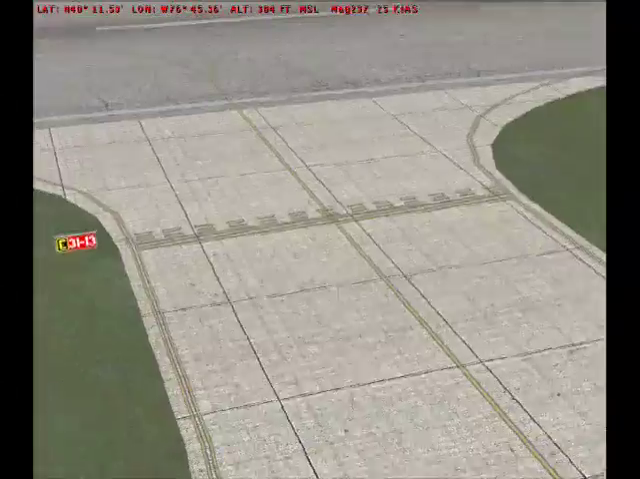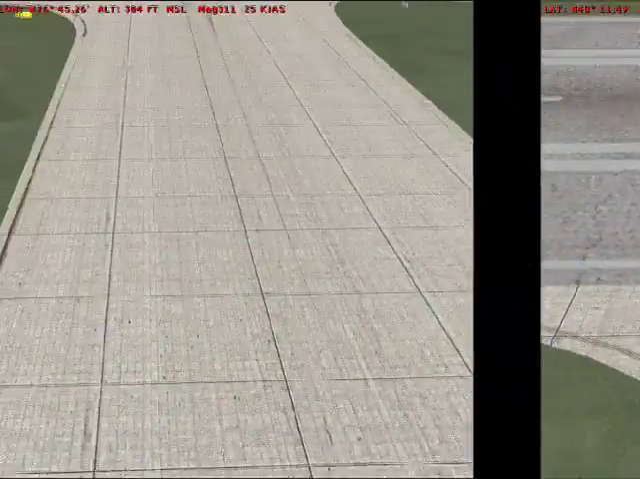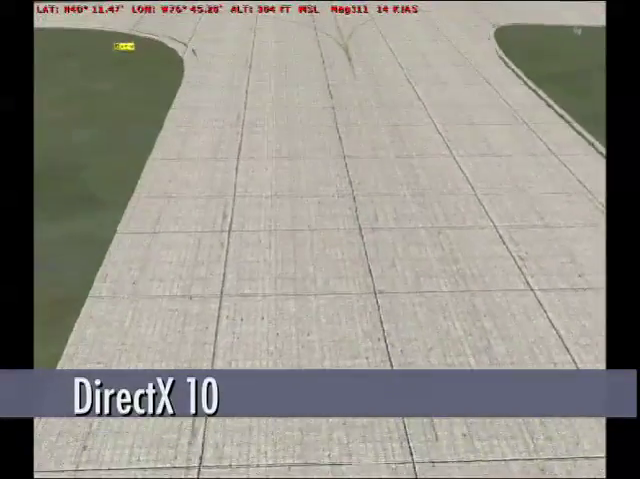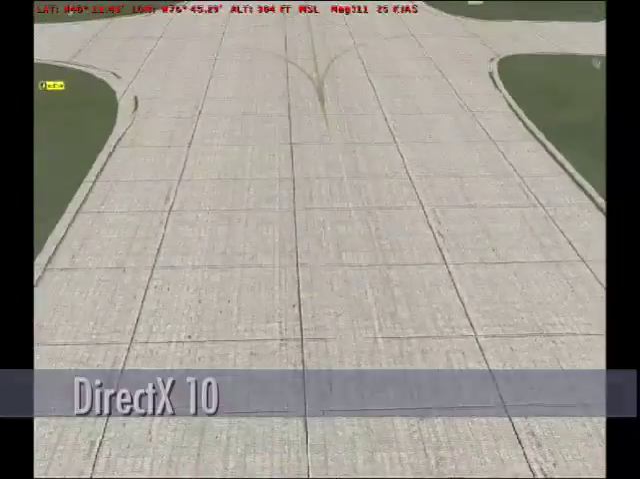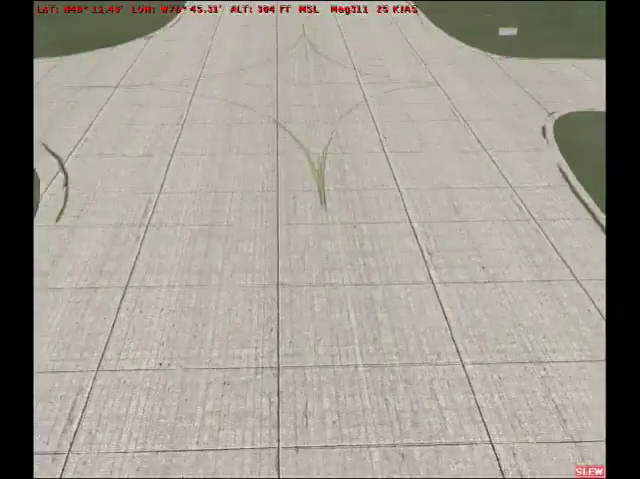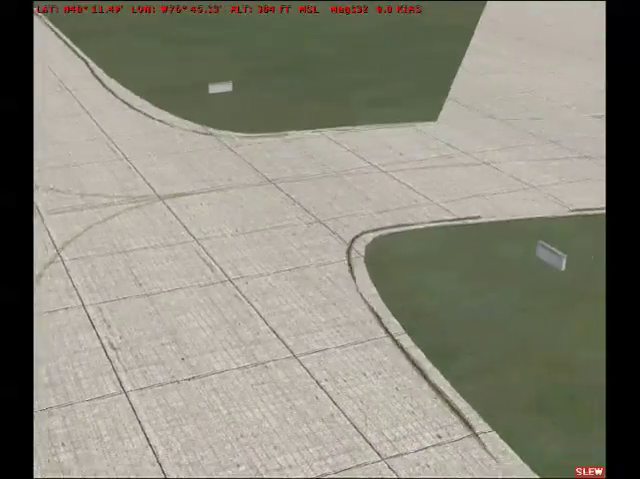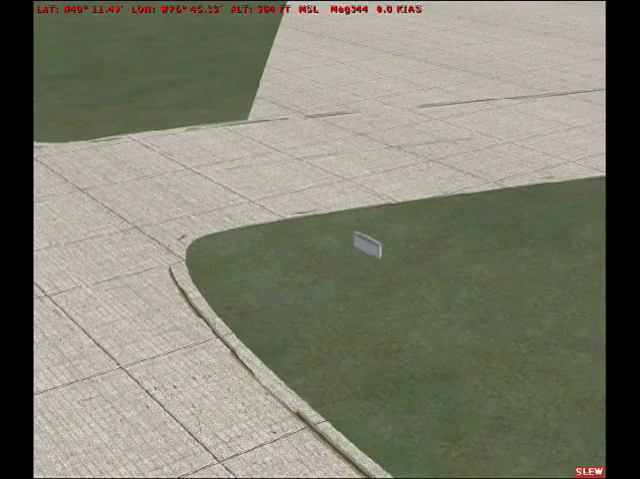However, if we switch here now back to DirectX 10 again, you can see, again, very bad flickering of the textures, particularly the marking on the taxiway. And again, when the taxiway intersects the runway, there's very bad flickering.